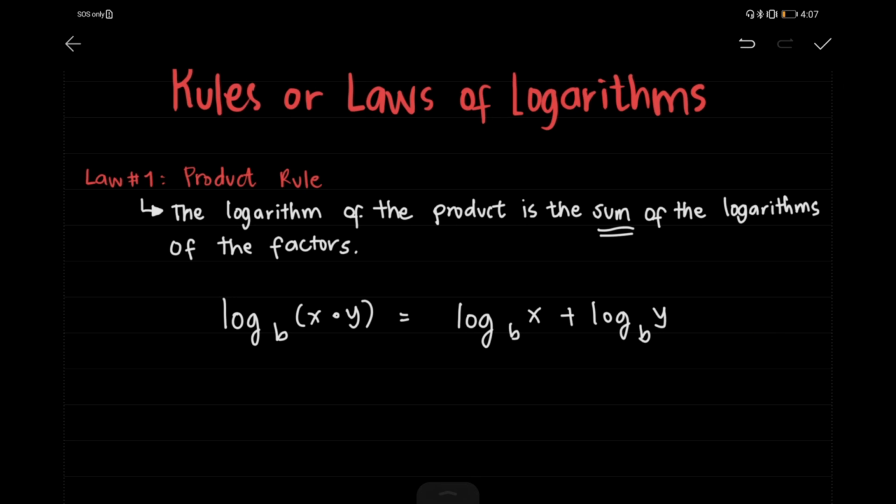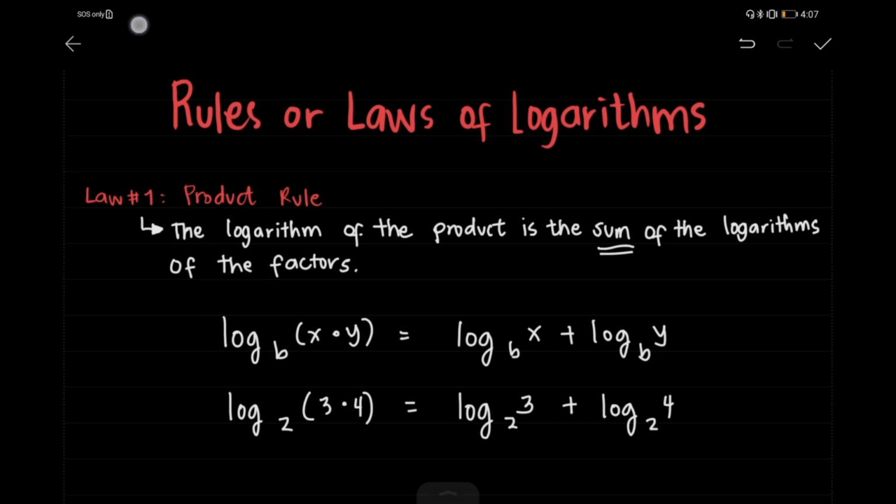So just like for example, if we have the logarithm of 3 times 4 to the base 2, this is just equal to the logarithm of 3 to the base 2 plus the logarithm of 4 to the base 2. So this is what we call the product rule.